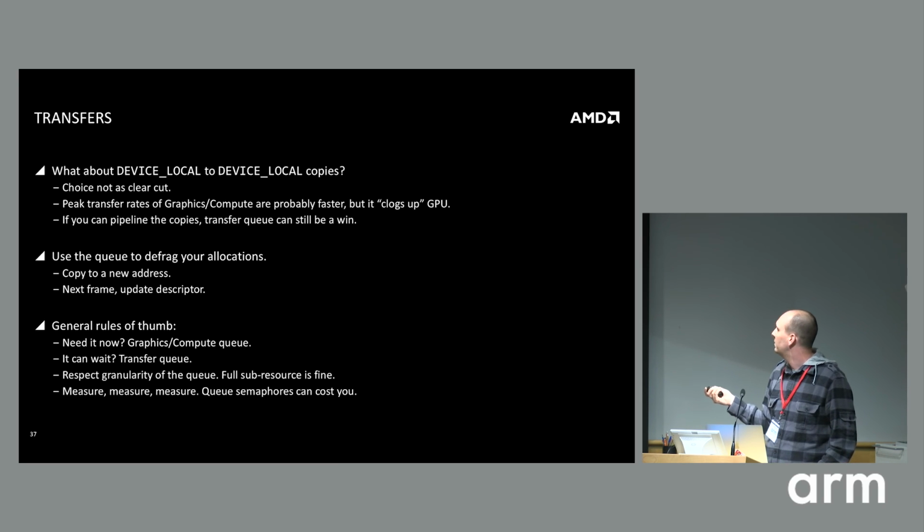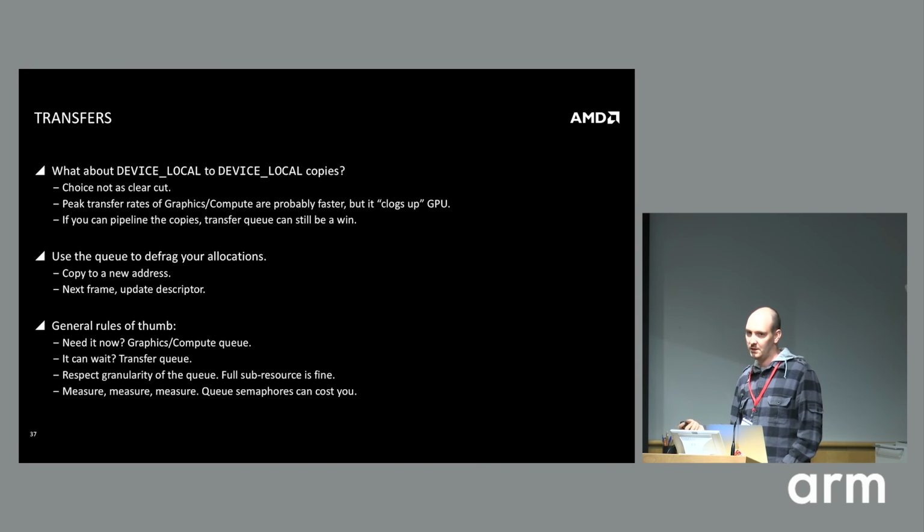For device local to device local, so copies from VRAM to VRAM, say you were implementing a defragger or something like that, the choice isn't as clear cut. The peak transfer speeds of a shader-based copy, so having a compute shader spin up that copies the resources, will be faster. However, it will clog up your GPU with these wavefronts running this blit shader.